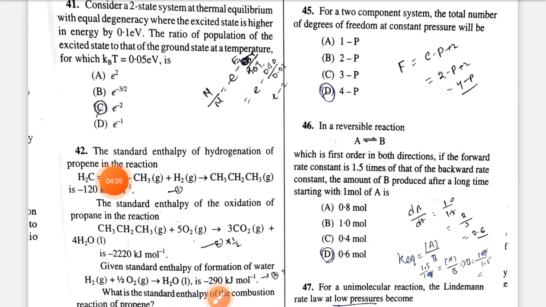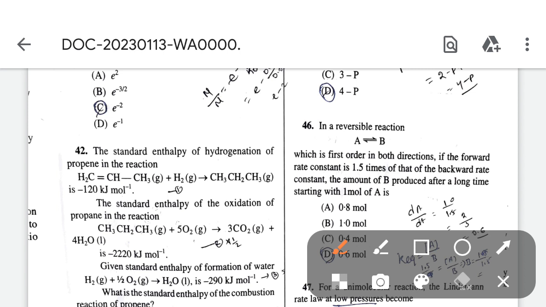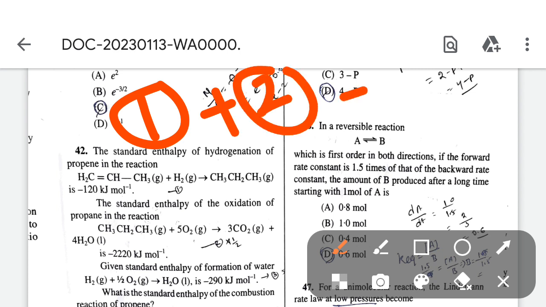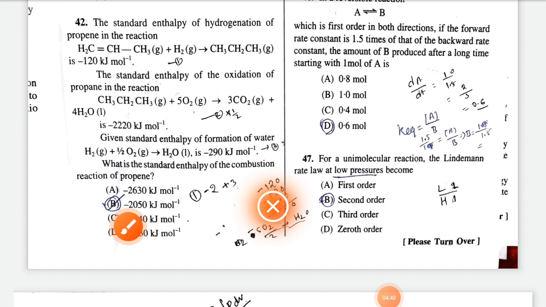Next, question 42. The standard enthalpy of hydrogenation of propene in the reaction. Okay, there are three reactions. Here the values are given. Here I can do this problem by solving equation 1 plus equation 2 minus equation 3. Okay, you first add these values, then this value is subtracted. Okay, you can get the result minus 2050 kJ per mole.